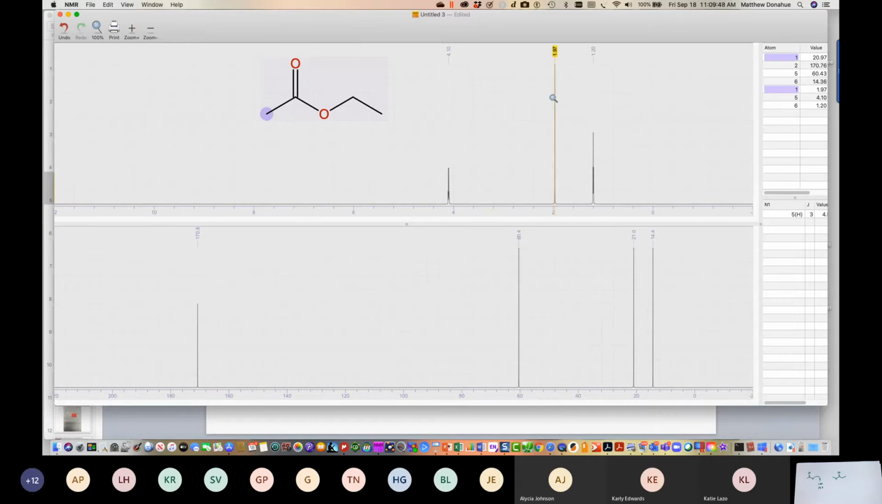Now I'm going to highlight that one. That peak occurs at 1.97. If I highlight the carbon, you see it highlights at 21. And then finally the last peak at 4.10. When I hover over, I see that carbon occurs at 60.4.